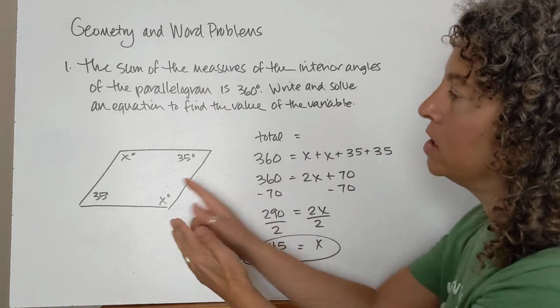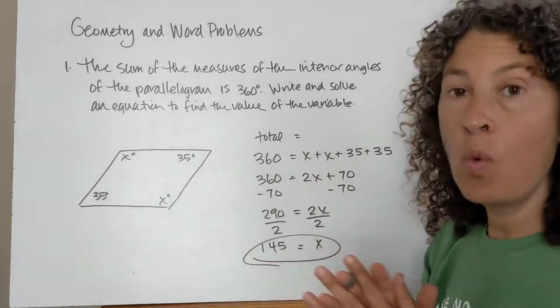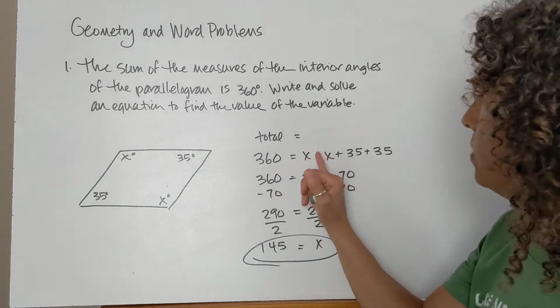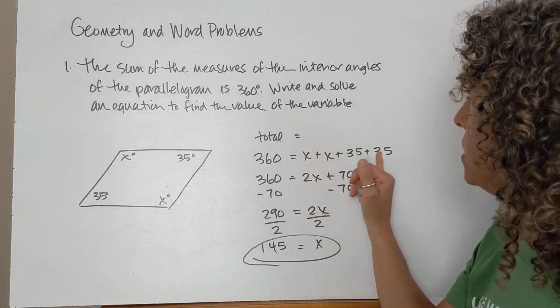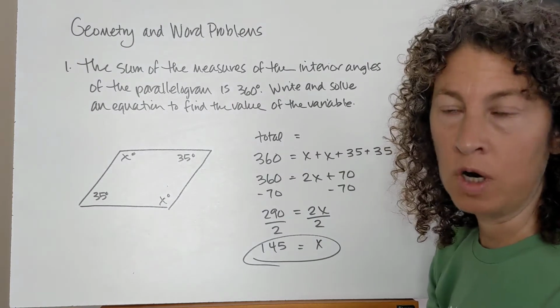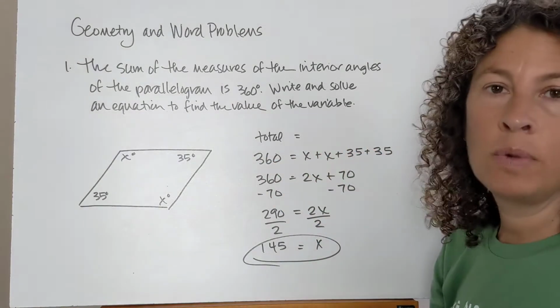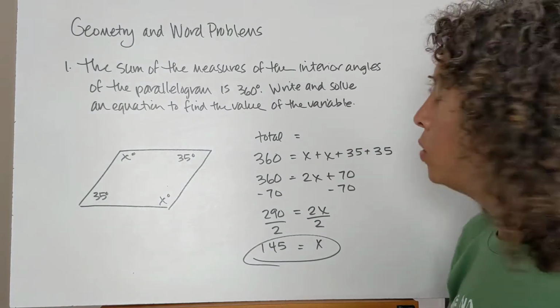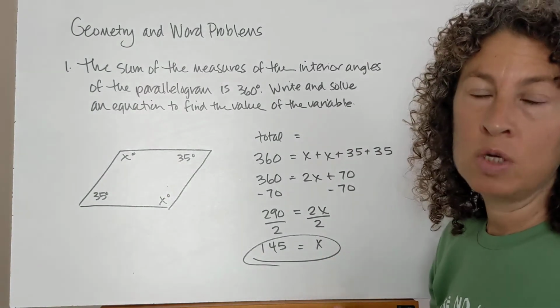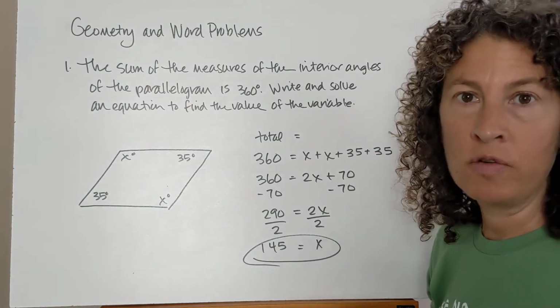So I've got a parallelogram. I have 1, 2, 3, 4 different angles here. So I want to make sure I have 1, 2, 3, 4 different angles that I'm working with. So here's my equation. My total is equal to the sum of those 4 angles. Once we have the equation, then we're just working with solving our equations.